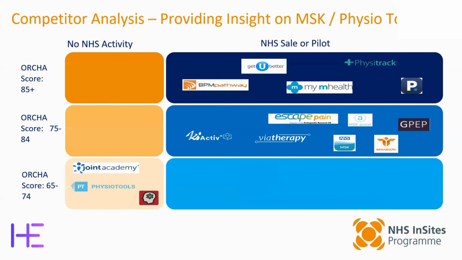Another way of splitting that out is to identify whether competing solutions already have a footprint within the NHS, either through a sale or a pilot, and what the ORCHA score is from the app database. How highly have they rated it? Then you can plot them accordingly, and you can see that there are many with pretty good scores that have been piloted or sold to the NHS, whereas the ones with lower scores don't yet have any NHS activity. So again, another way of laying out the data so that it's easy to see how they compare.